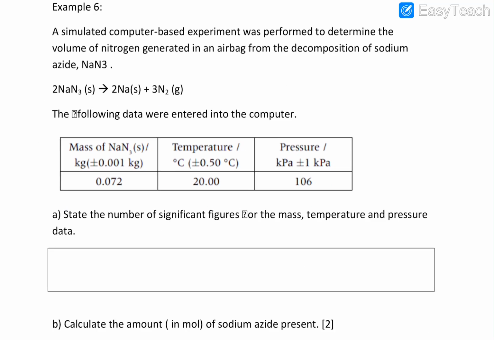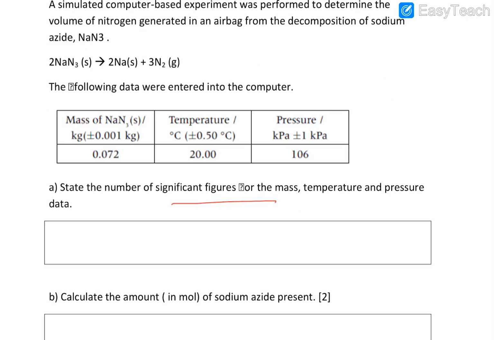Now for this question, you have to state significant figures of each one of them. So this is 2 SF, this is 2, 4 SF, and that's 2, 3 SF.